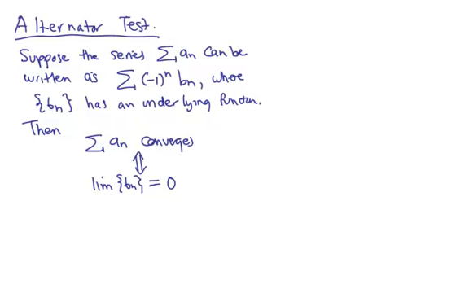to the n times bn. You might remember when we were talking about series that this thing was sometimes called the alternator because it caused sign changes. Well, if the other part, the non-alternating portion of that series, bn, has an underlying function, then the original series an converges if and only if the limit of the non-oscillating part converges to 0.